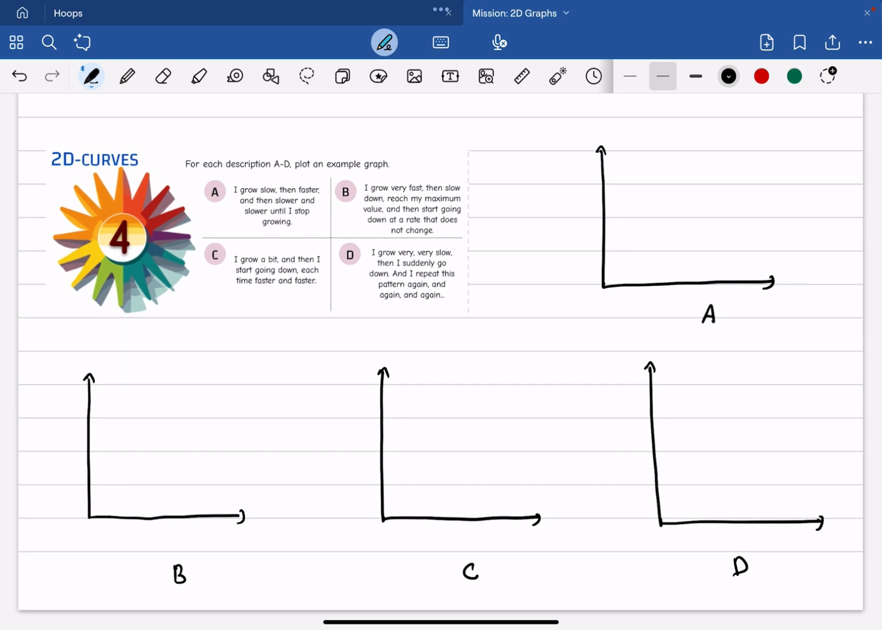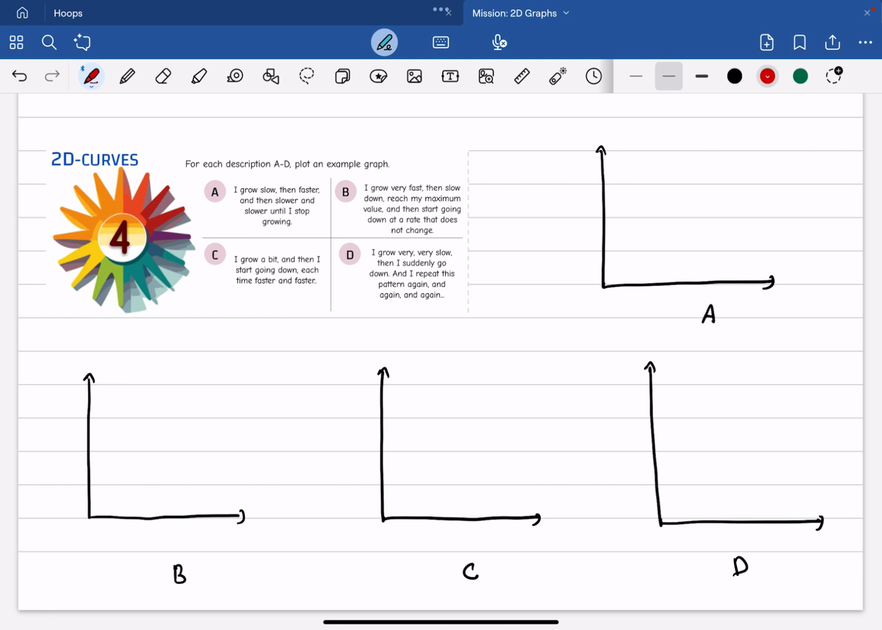Here's another activity. This is worth 4 suns now. And it says for each description A to D, plot an example graph. So here we are not matching graphs with situations, but we are plotting them by ourselves. Let's look at one of them. I'm reading A now. I grow slow, then faster, and then slower and slower until I stop growing. Okay. So first, remember I'm growing.